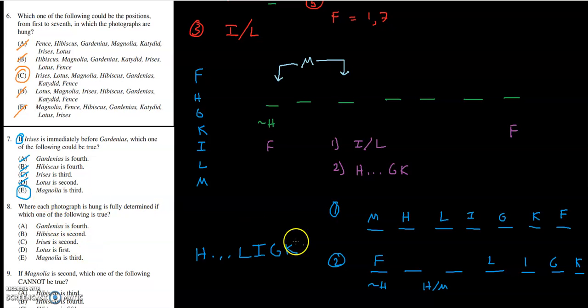But we could see that it's possible. We could put Magnolia on space 3. We could put it right here, right? And then H right over here for scenario number 2. Okay? So that's it for that one. Let me pause for a second, clean this up, and we'll move on to questions 8 and 9.